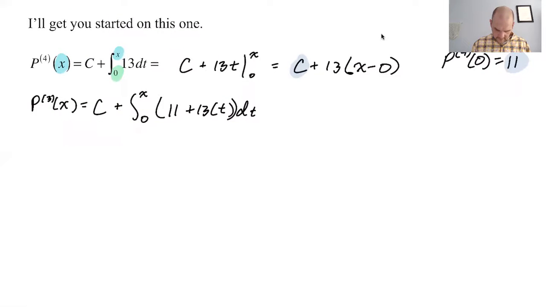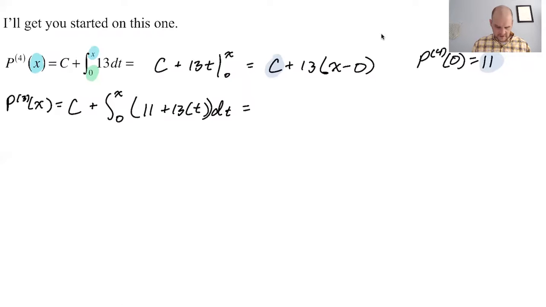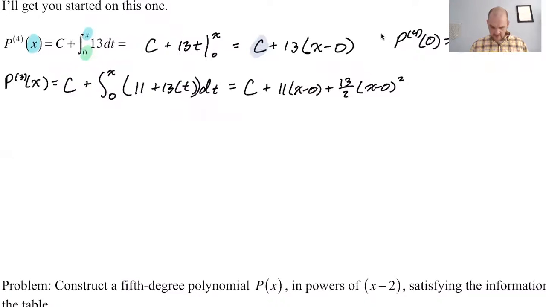So here, we're going to notice the c is outside of the integral, which it should be, because that makes sense. So it's c plus, if I integrate 11, I'm going to get 11t from 0 to x. So I'm going to write 11 quantity x minus 0 plus 13 over 2, the quantity t, but from 0 to x, so the quantity x minus 0, but then squared. All right, so we have this so far.